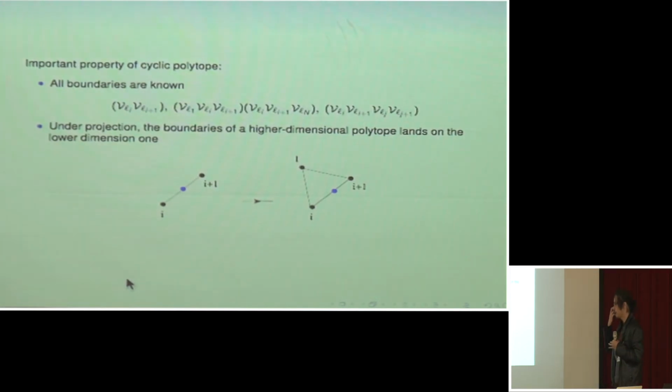So an important property of cyclic polytopes is, first of all, you already know what the boundaries are. So basically, for various dimensions, in light of time, the statement is just that you already know what the various dimension faces are for this polytope. And more importantly, under projection, the boundaries of a higher dimension polytope directly land on a lower dimension one. So for example, this is just like a triangle. The triangle is an example of a cyclic polytope, and the higher dimension faces, if you project through this point here and project down, then this still defines the lower dimension cyclic polytope.